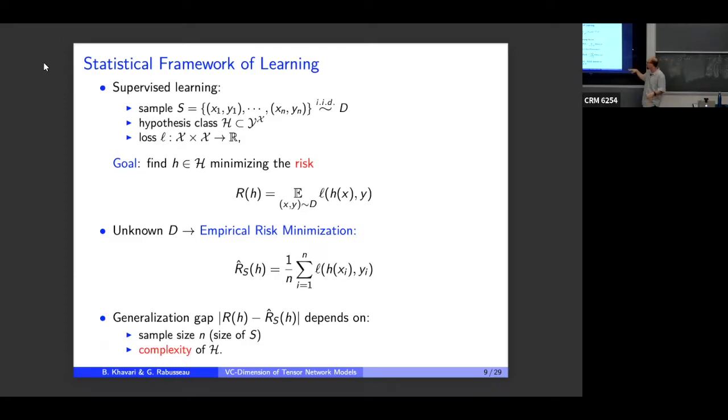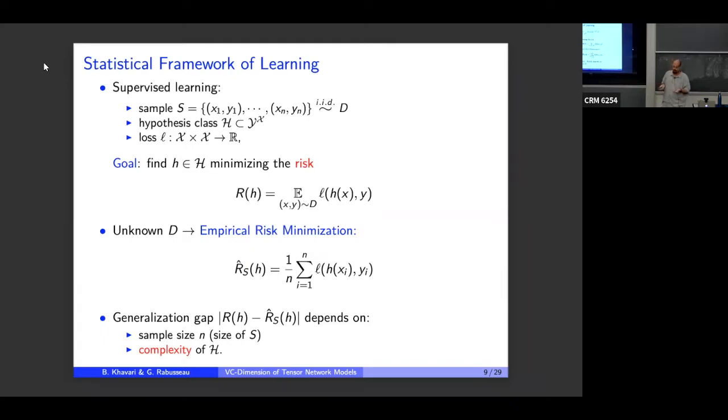And this generalization gap depends on two things. The sample size, of course, this is the law of large numbers: the more samples I have, the more the mean converges to the expectation. But also the complexity of my class of functions. And this is where the VC dimension will kick in. It's one way to measure the complexity of H and to relate it to how my generalization gap shrinks to zero as my data goes to infinity, or as the complexity of my hypothesis space is less and less.